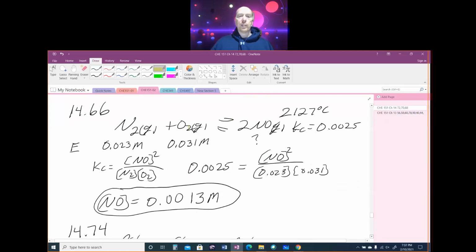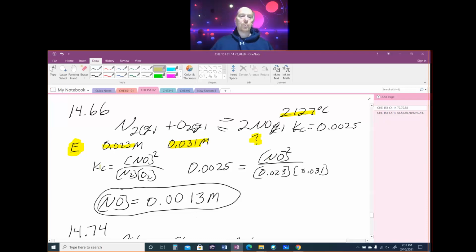1466, you've got your nitrogen gas plus your oxygen gas goes to NO gas. At 2,127 degrees Celsius, your Kc value is 0.0025. All right, so the problem says your equilibrium. So this is not initial. You have to read the words carefully. It says the equilibrium concentration of N2 is 0.023. The equilibrium concentration of O2 is 0.031. The question is, what is the concentration of NO at equilibrium?